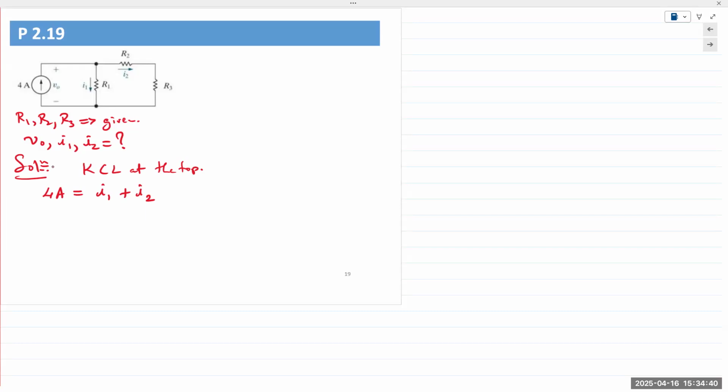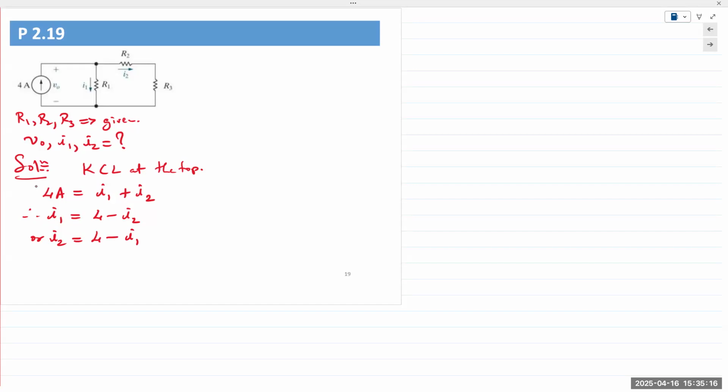I1 plus I2 is equal to 4. At least I have 4 in here. You might have a different value at your end. Straightforward, current source, current splitting into 2 different paths. So once you have this equation, you can describe I1 in terms of I2 or I2 in terms of I1. You can write I1 is equal to 4 minus I2, or I2 is equal to 4 minus I1.